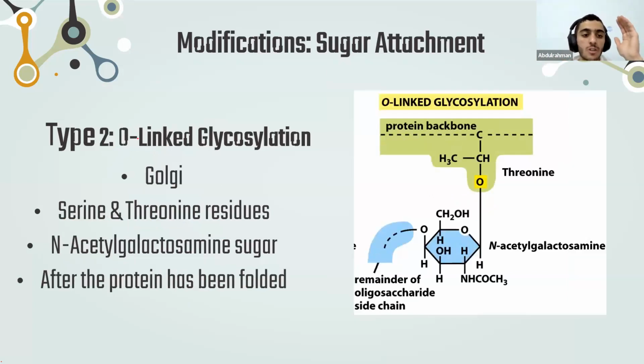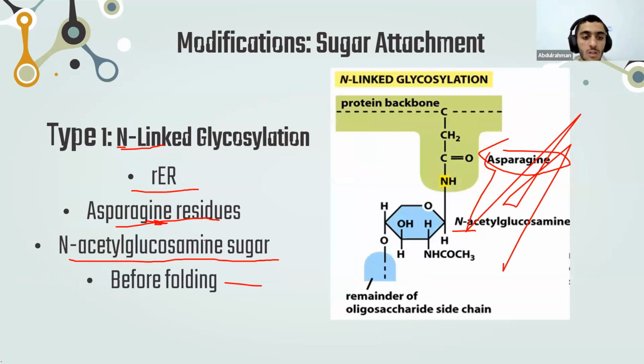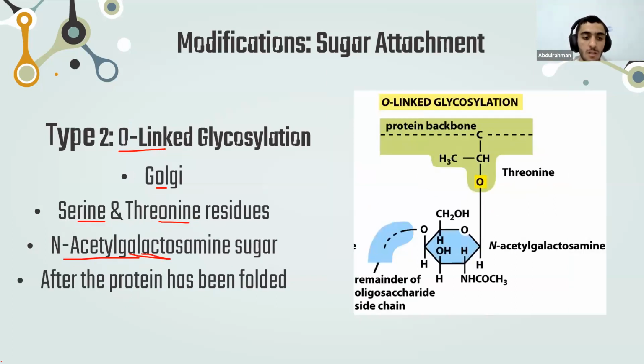Other type is O-linked glycosylation. Now, O-linked takes place in the Golgi, and I'm going to underline the O because it helps you remember. O is for Golgi apparatus. It occurs on either serine or threonine, and no longer asparagine. Okay, it's serine and threonine. And the sugar added is N-acetylgalactosamine. So in N-linked, we had glucosamine. Here we have galactosamine. Okay.